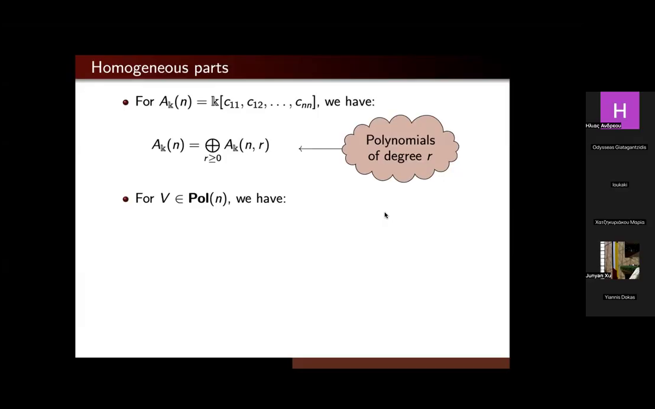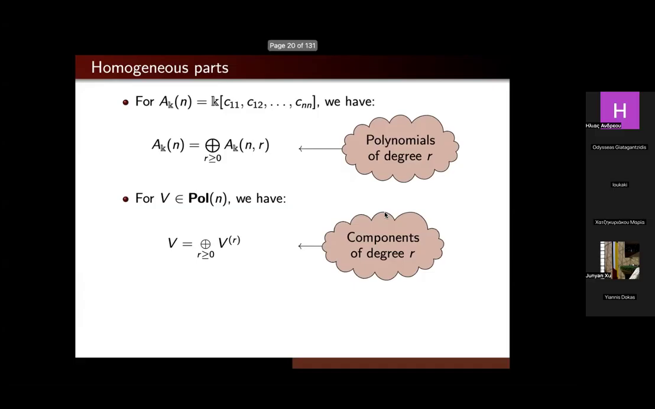So if I give you a polynomial representation of GLN, I can decompose it into homogeneous parts. I can always decompose it into homogeneous parts, meaning that each of these parts would be a polynomial representation, and the coefficient functions will land in A_K(n, R) now. So when we talk about irreducible models, or indecomposable models in general, they would be homogeneous, because otherwise they would decompose into several parts.